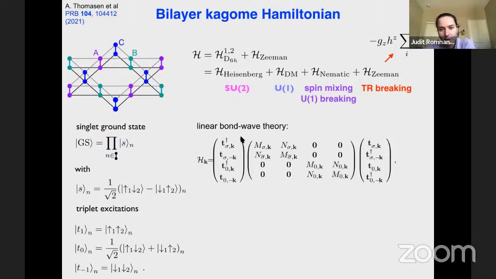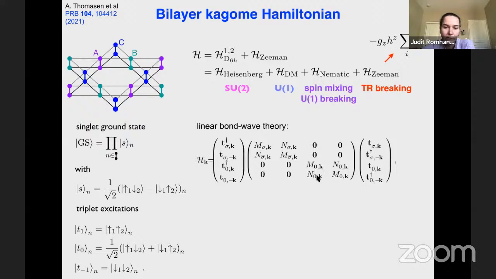And as it turns out, as long as we just consider linear bond wave formalism and we don't go to higher orders, and we just have a z component of the magnetic field, and there is no in-plane magnetic field, then the Sz=0 triplet is not going to mix with the spinful triplet.